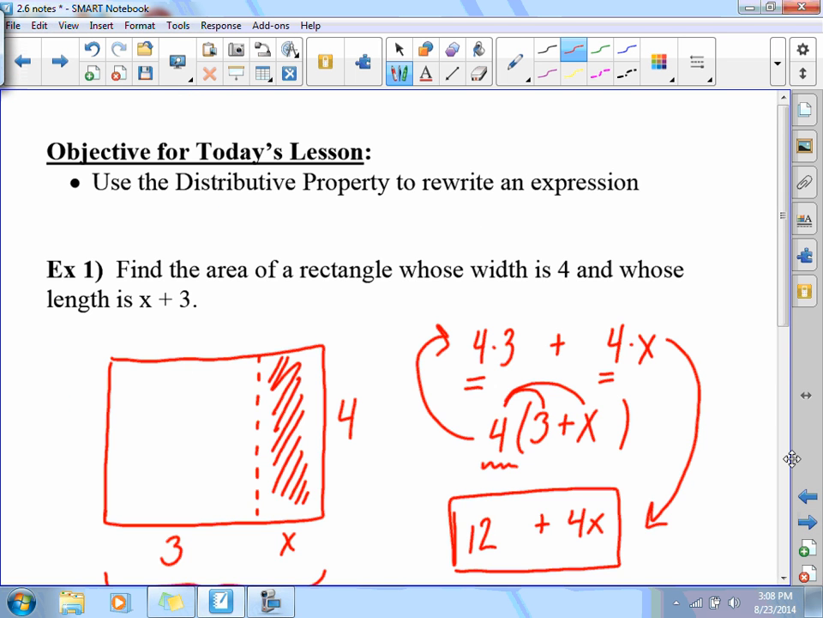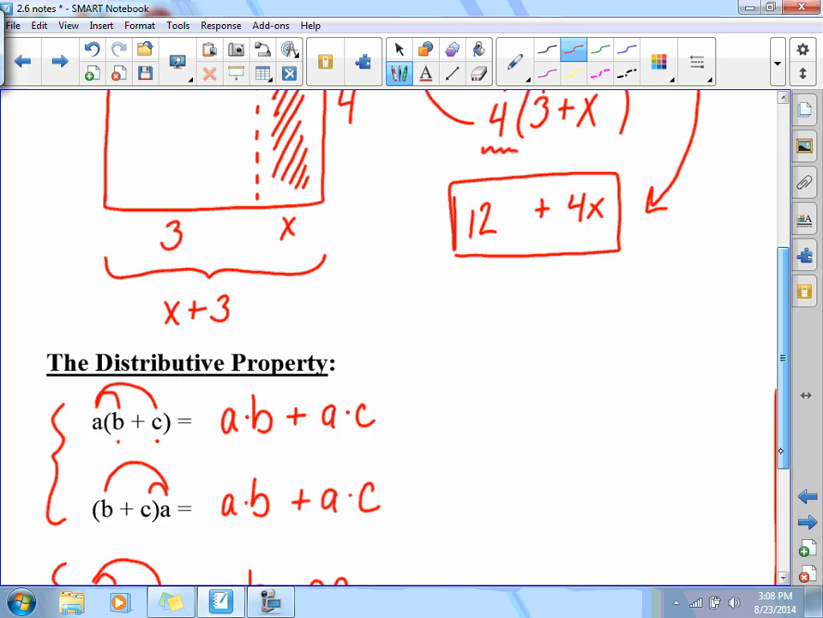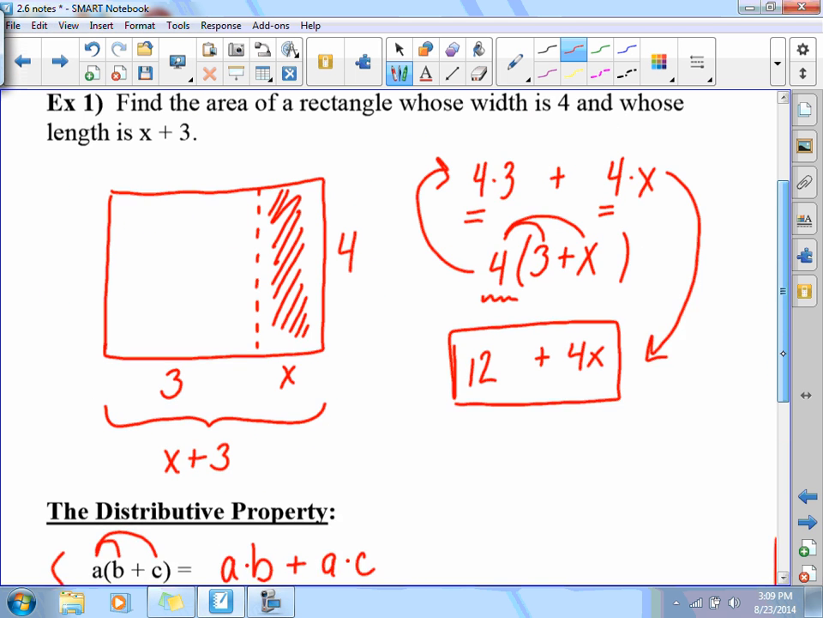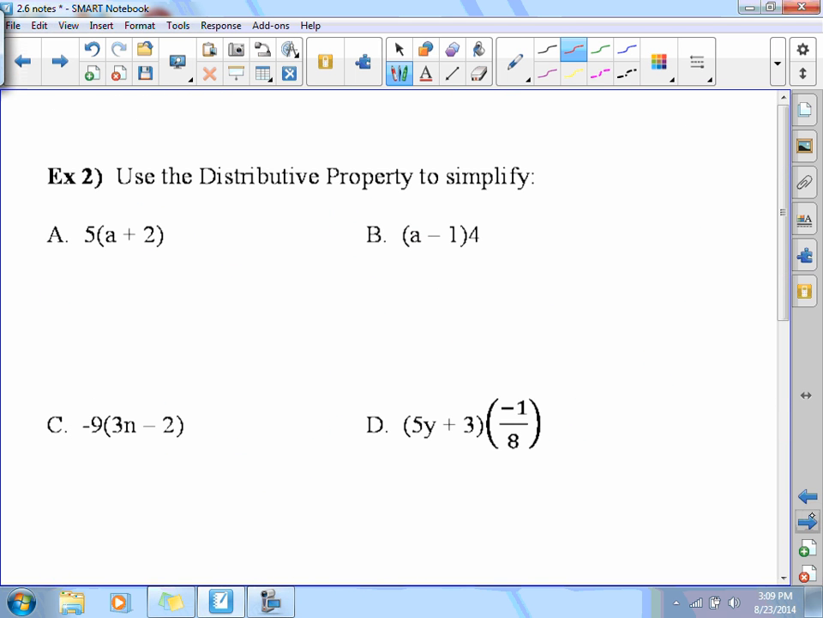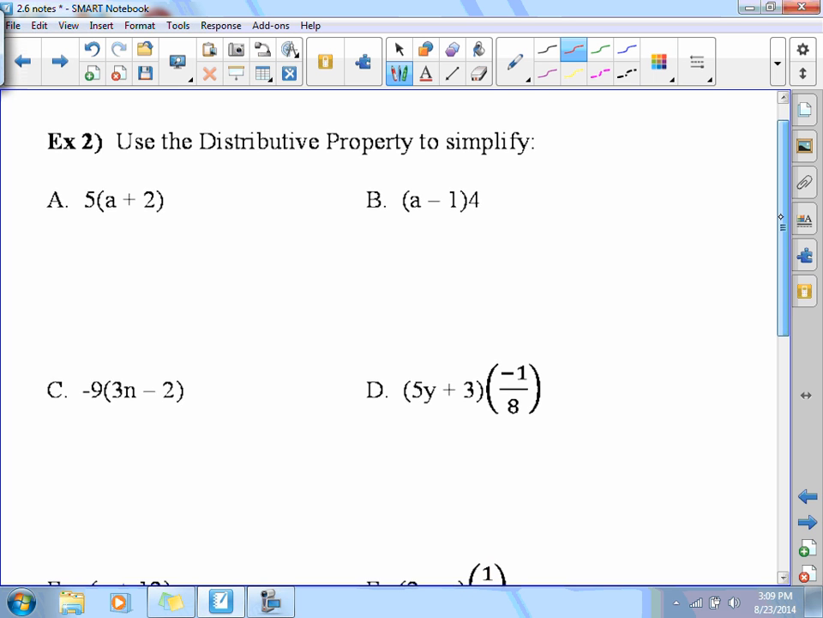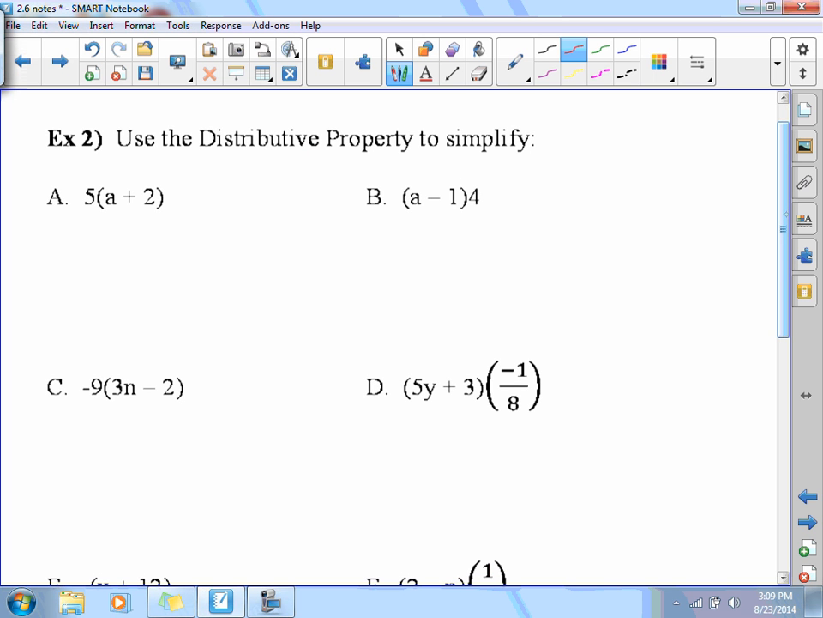Whoops, did I skip example 1? Oh no, example 1 was the area problem. Okay, moving on to example 2. So now, this is usually what you're going to see more of when you're using the distributive property. You're going to have a term out front of the parentheses, like in part A, and you're going to distribute it to everything inside the parentheses. And remember, when we're distributing, we're really just multiplying.